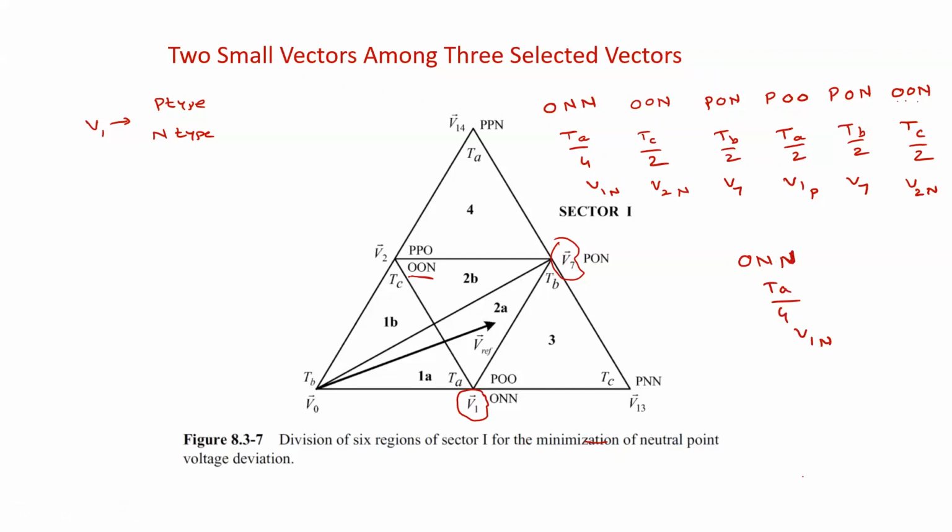This is how a dominant small space vector is divided into P-type and N-type small vectors. This will effectively decrease the neutral point deviation, and it will not further increase the switching states, right? If you have any questions here, we'll stop here, and in the next class we'll continue this.